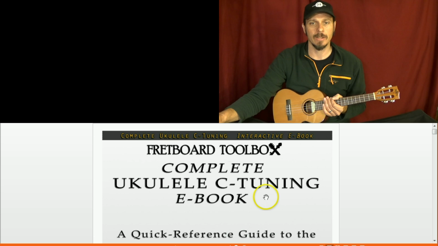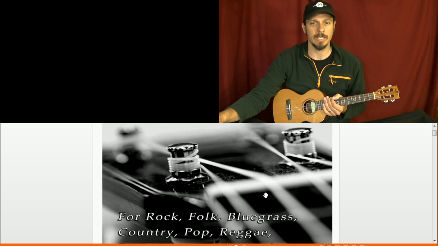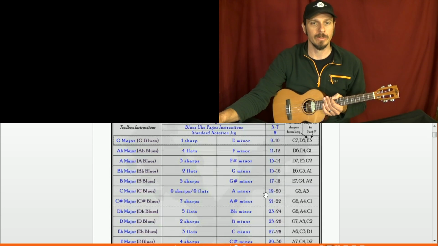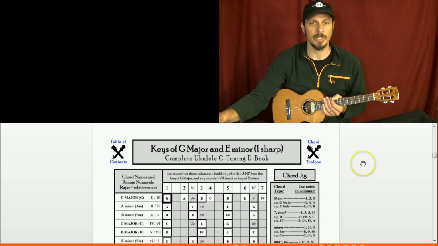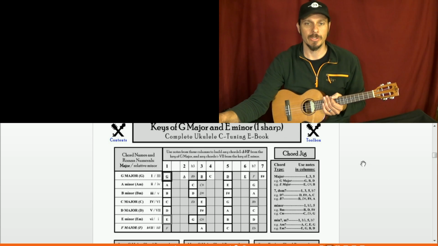Okay, today we're using a Fretboard Toolbox Complete Ukulele C Tuning Edition, and we're going to go to the key of G major. And at the end of the video I'll show you how to get the G major page for free, and all the instructions.